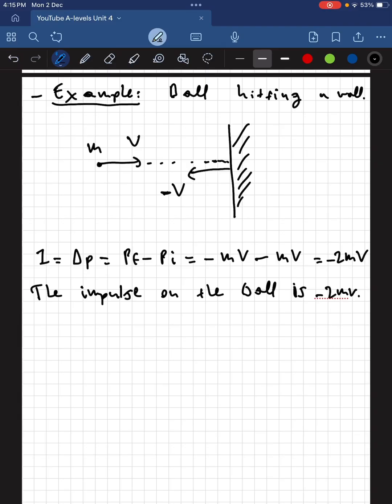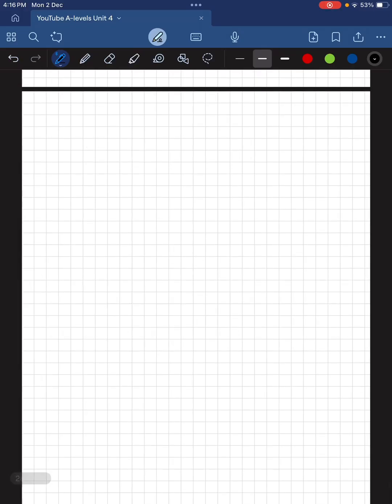Sometimes they ask, what's the impulse on the wall? The impulse on the wall is going to be the opposite of what the impulse on the ball is, so plus 2mv. Okay, so the impulse on the wall is plus 2mv.